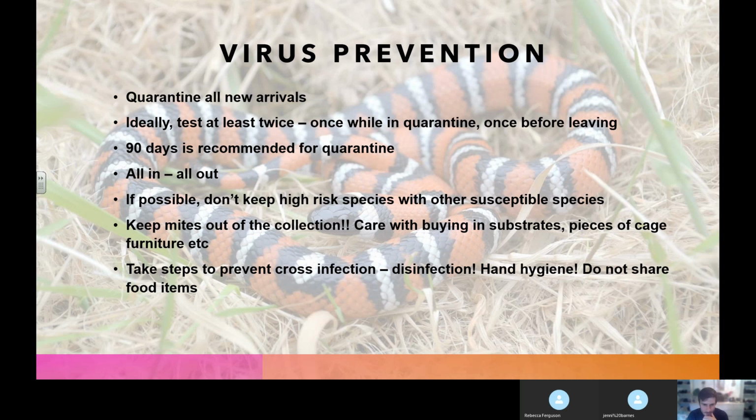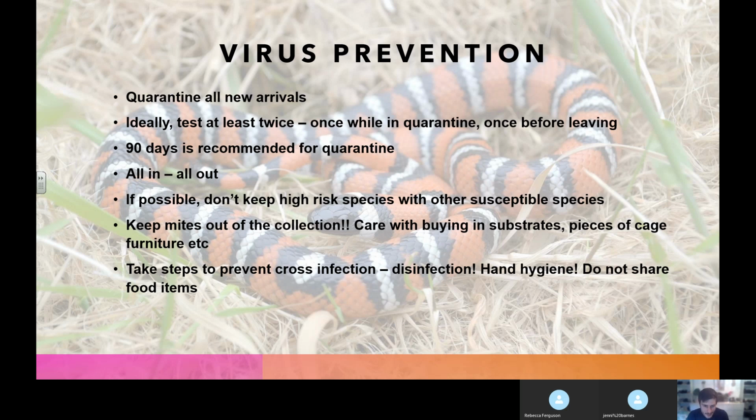Mixed boa and python collections. Boas are a very, very common reservoir for things like arenavirus. And if you've got pythons there as well, which are far more susceptible, they're going to be at much greater risk of going down with something compared to a collection where there's just pythons.